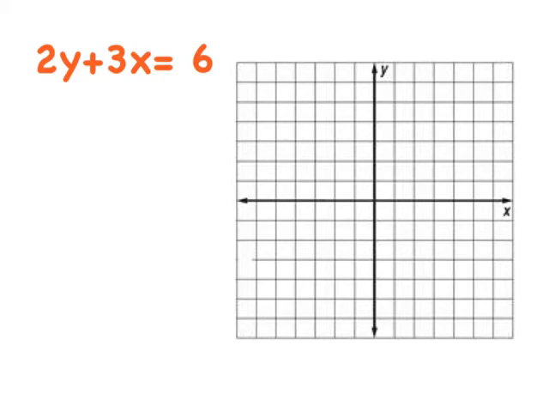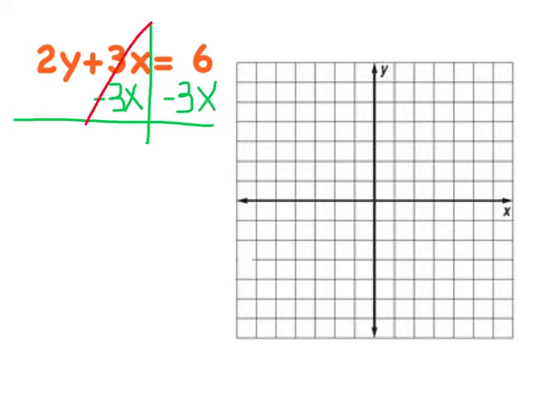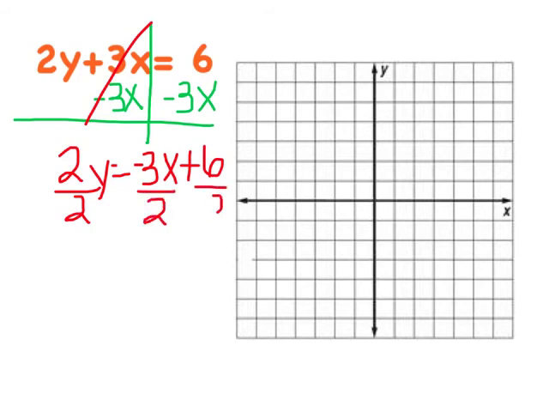So here's one that's in standard form. We're going to subtract 3x because we're trying to get y by itself. Just like when we were solving equations, subtract 3x. That cancels, so we're left with 2y equals negative 3x plus 6. We cannot combine those because this one has an x and that one just has a number. Now I want to get y by itself, so I'm going to divide every single term by 2.